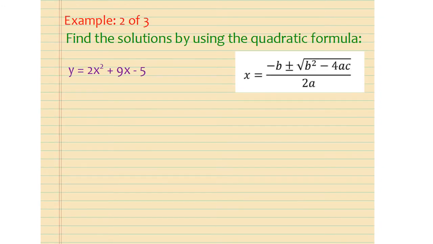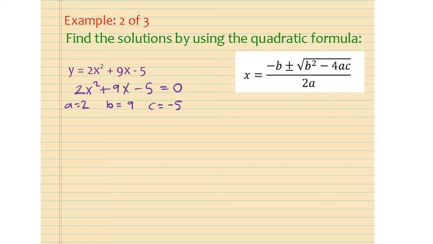Now let's look into solving a quadratic equation by using the quadratic formula. This function, I'm going to write it as 2x squared plus 9x minus 5 equals 0, so I can find the zeros of the function, the solution of the function. I will identify my a, b, and c. A is equal to 2, b is equal to 9, c is equal to negative 5.